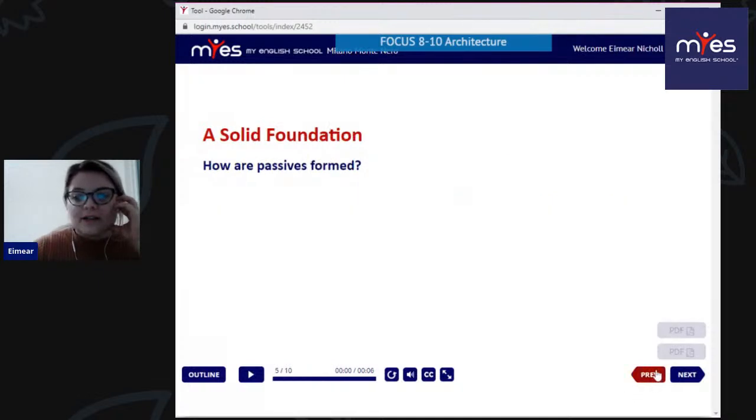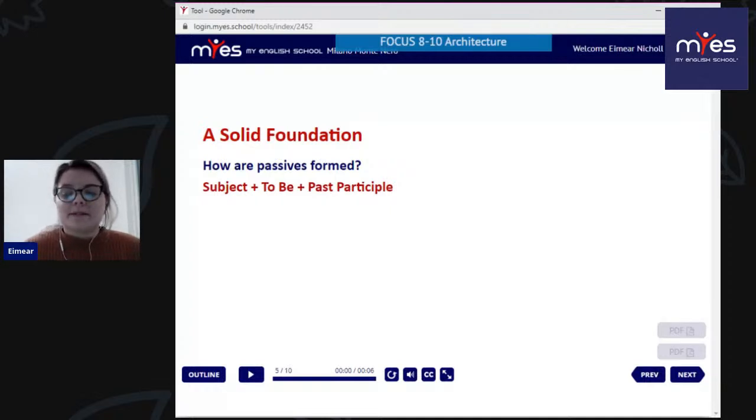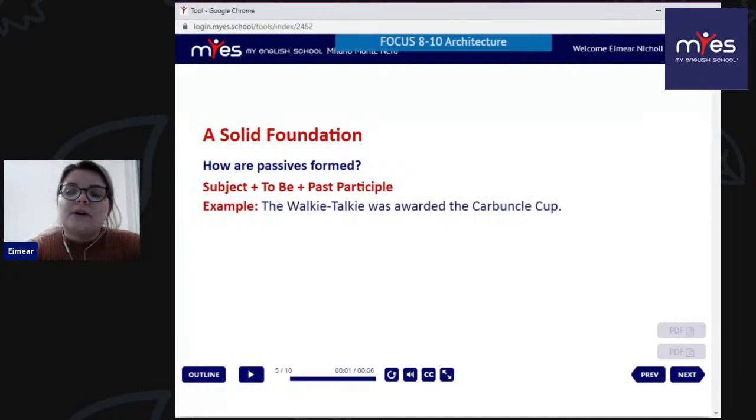Okay, lovely. How are passives formed? Do you remember the structure for passives? So it's quite simple, I think. So for passives, we have subject, then to be, and past participle. So, for example, the Italian population are being made to work from home during quarantine. Or the walkie-talkie was awarded the Carbuncle Cup.